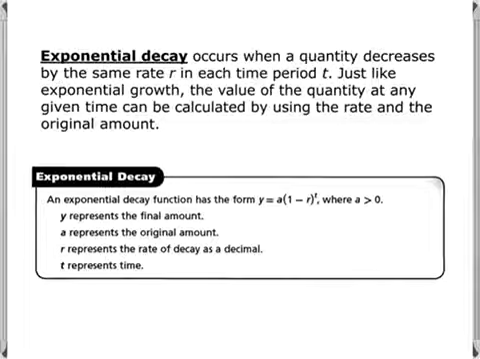Next, exponential decay occurs when a quantity decreases by the same rate r in each time period t. Just like exponential growth, the value of the quantity at any given time can be calculated using the rate and the original amount. So for exponential decay, we have a very similar equation. It's y equals a times the quantity 1 minus r raised to the t power. So the only difference here is we're subtracting the rate instead of adding it. And our a value is still our original amount, r is still our rate as a decimal, and t is still time. So let's calculate exponential decay.